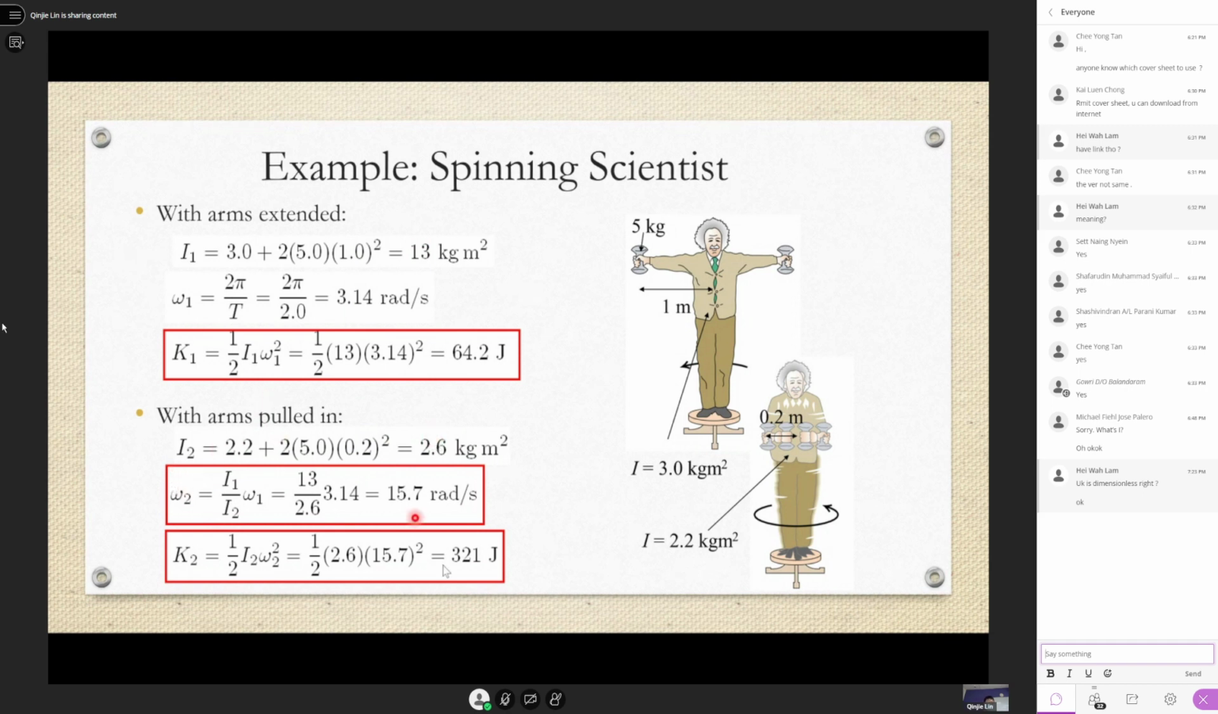With this info, you can apply I omega at the start equals I omega at the end, so you can find your omega at the end. Why? Because you know I1, you know I2, and you also know your omega 1. So you can know when I changes, what your omega 2 will be. Put in the values and you'll realize omega becomes 15.7 radians per second. Just now he was only rotating at 3.14. Now he speeds up a lot, to 15.7 radians per second.